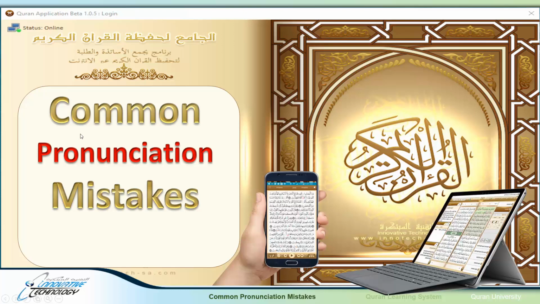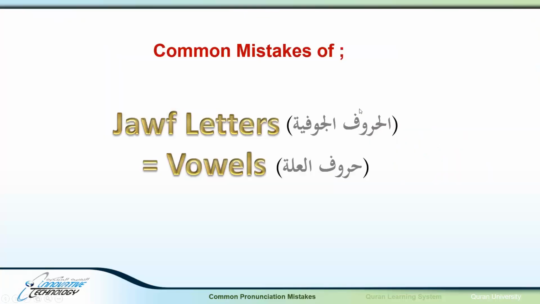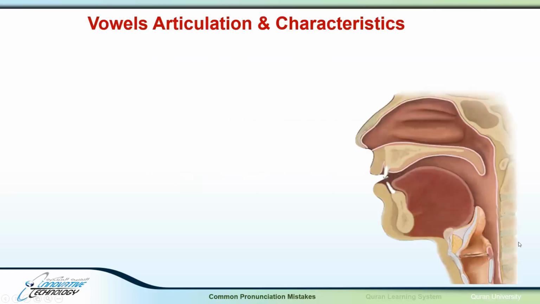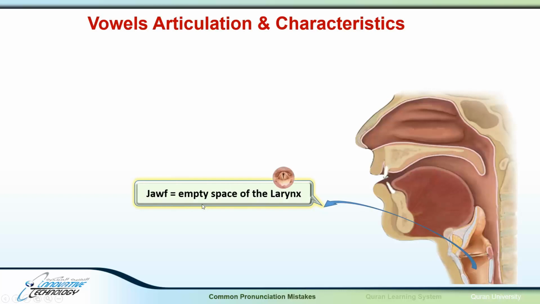And now, after that quick revision of the articulation and characteristics of the letters, we can take each category of letters and discuss the common pronunciation mistakes related to each letter within that category. We'll start first with the al-huruf al-jawfiyya, jawf letters, or the vowels. Articulation of the jawf letters comes from the larynx, and jawf means the empty space, either of the larynx, or, as some people in the early days used to say, the empty space of the mouth.